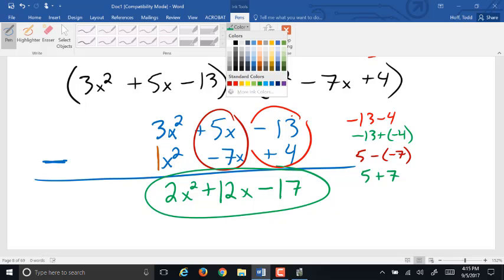How many of you had that one correct? Okay. How many of you that missed it was because of the negatives?